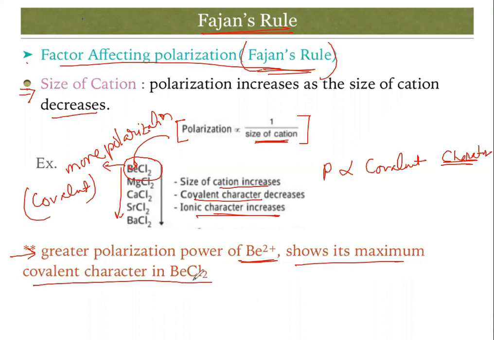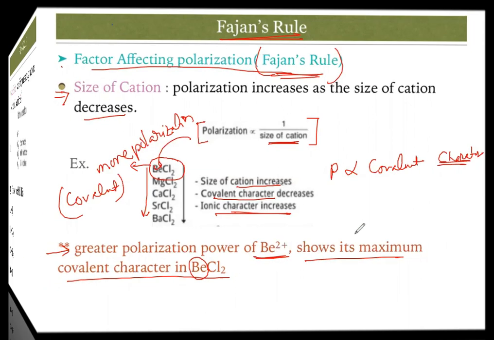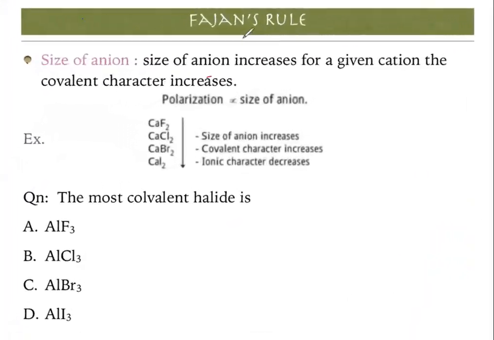Coming to the note: the greater polarizing power of Be2+ shows the maximum covalent character in BeCl2. Why? Because in BeCl2, the size of the cation is small. Small cation size means polarization is more. More polarization means covalent character is more.